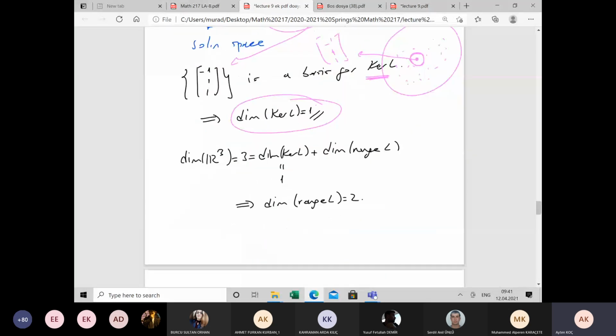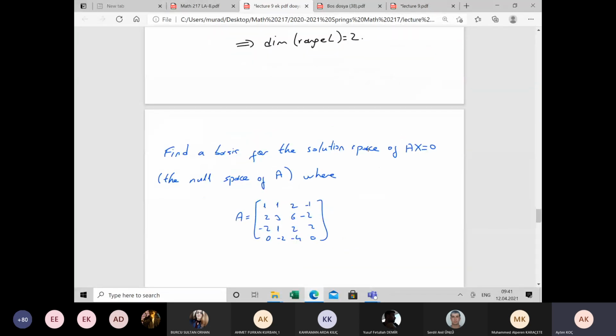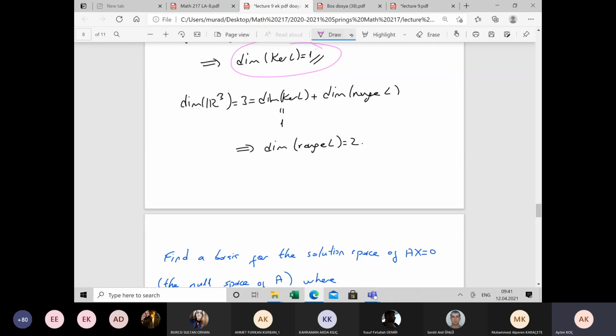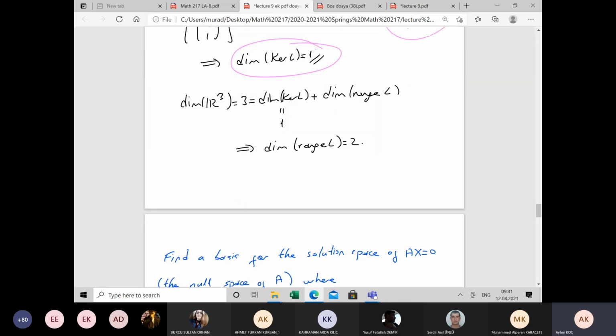But be careful. If we know this fact, it is easy to see that. Now let's also find a basis for the range of L, and check whether this is true or not. How to check that? Write a basis for the range of L.